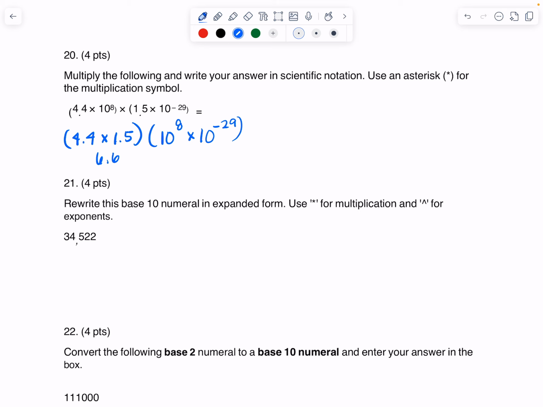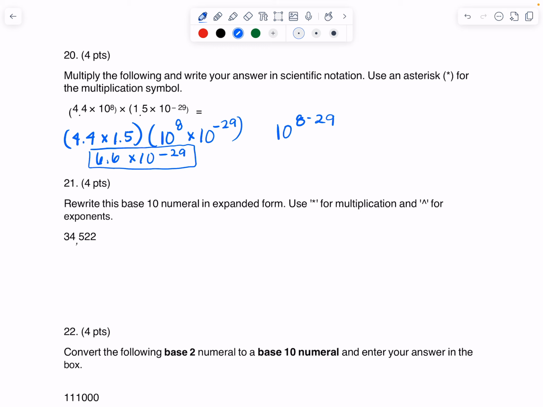Okay, and now I have to deal with this. Remember, when the bases are the same, I add the exponents. So this becomes 10 to the 8th plus negative 29. So 8 minus 29 equals negative 21. So write your answer in scientific notation. 6.6 times 10 to the negative 21st is my answer. Now you have to be careful with these, because if that value wasn't 6.6, let's say it was 66, then I would have to change that into scientific notation. So just be careful with these.